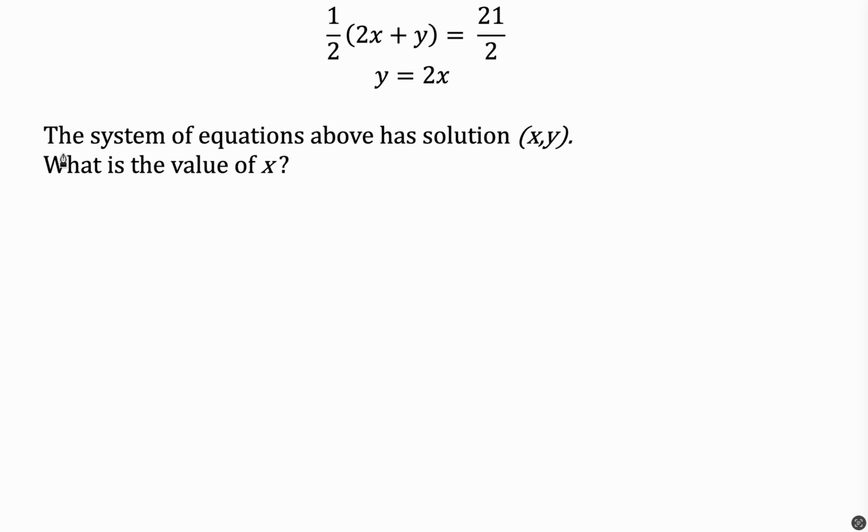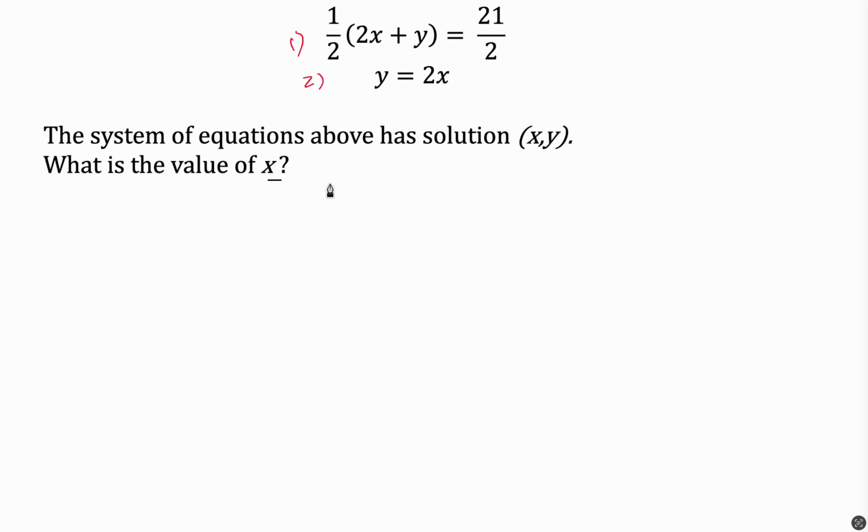And the question is this: the system of equations above, meaning these two equations, equation 1 and equation 2, has solution x and y. So you have values for these things. So the question is, what is the value of x? Right. So we try to find x. Based on the two equations, we know that they have solutions, not imaginary numbers, not no solution. We have a solution for this.